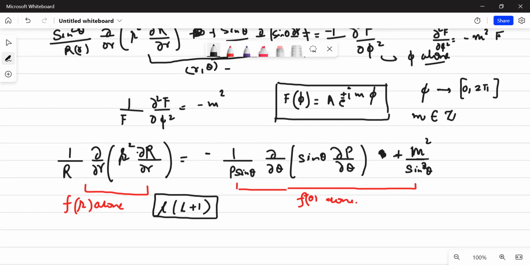We'll see that this will become a Cauchy-Euler equation. But overall, understand what I have done. Since this is a function of theta alone and this is a function of r alone, we can equate the individual things to a constant, and let that constant be equal to L into L plus 1. Is that clear to you?